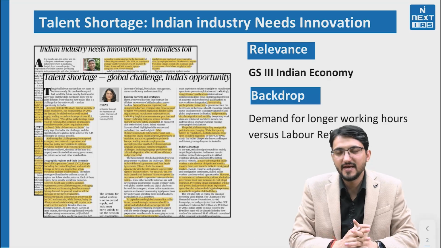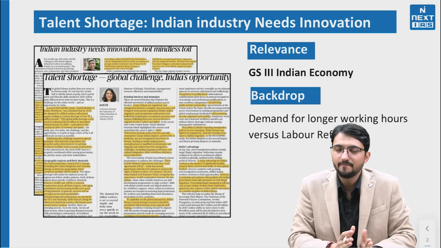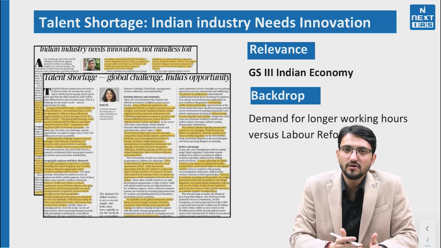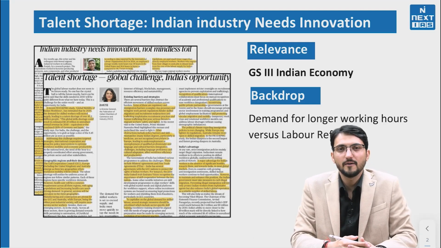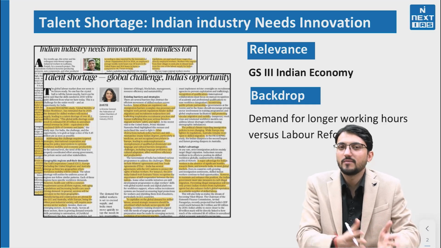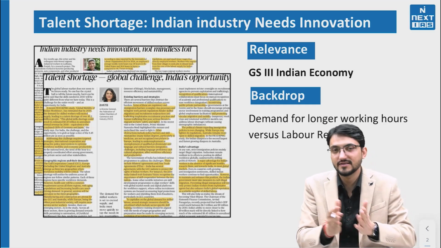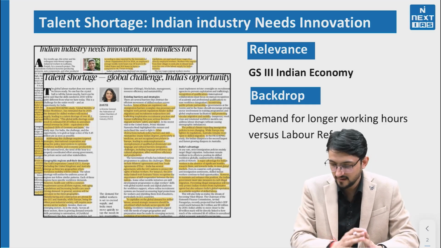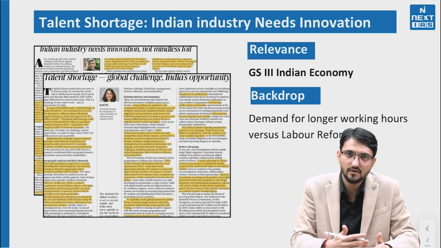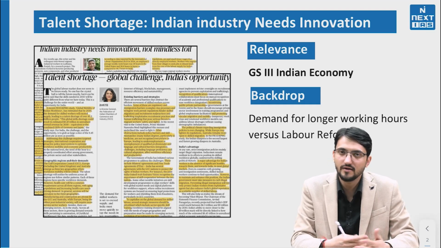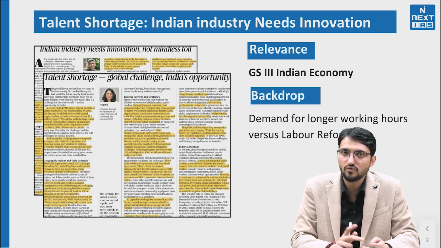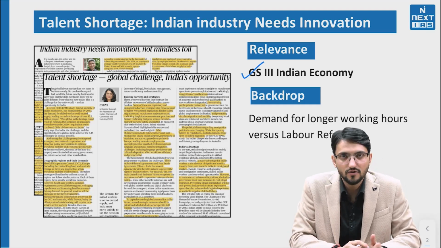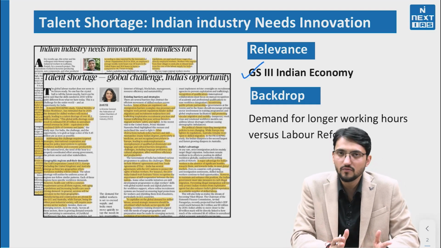So for today's mains section of our DNA, we have picked two articles. These two articles are focusing on the labor market, or particularly India's informal sector in the first article, and in the second article the focus is on global labor supply mismanagement, or different needs for labor at different areas around the world. So this topic comes under GS3, Indian economy, and the backdrop is a bigger one.